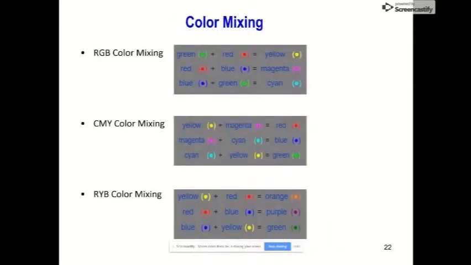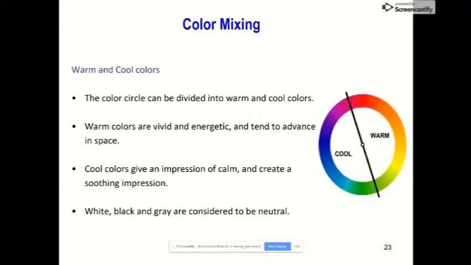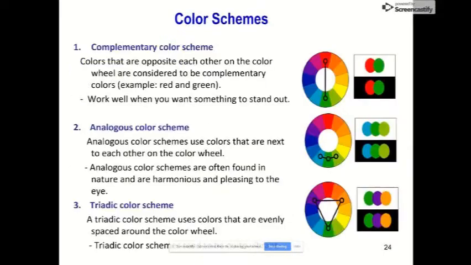Color mixing, again, we can see here RGB, CMY, and RYB. When we mix any two colors, we get a new color. When you observe this color wheel, on one half you can see all cool colors, very pleasant colors, but on the other half, it gives all warm and bright colors. So this is the beauty of the color wheel.